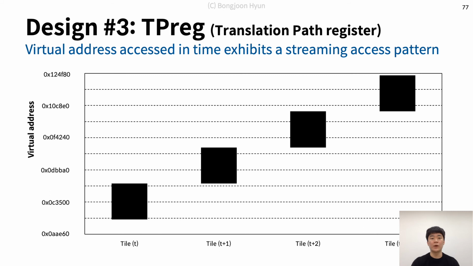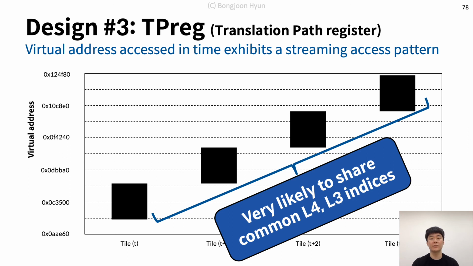You might wonder why the translation path register is so effective even with a single pair of registers. To understand the reason behind this, let me explain our key observation, which is that any given DNN layer typically utilizes a handful of key data structures such as input-output activations and weights, all of which are mapped contiguously in the virtual address space. And because DNNs exhibit streaming behavior, each tile fetch is close to each other in virtual address space, making them very likely to share common L4, L3 indices. As a result, there is a high hit rate for the translation path register.